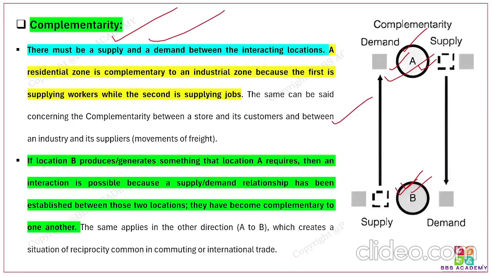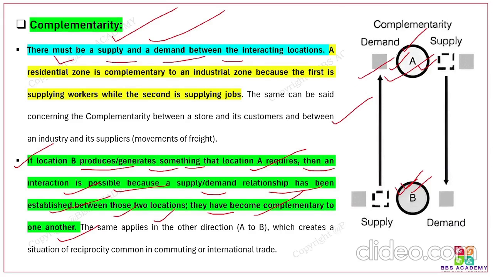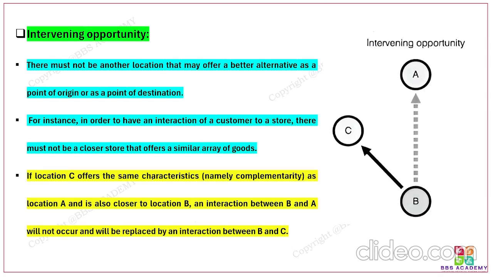Here is the statement: if location B produces or generates something that location A requires, then an interaction is possible because a supply and demand relationship has been established between those two locations. They have become complementary to one another. This is the concept of complementarity, or we can simply say that there must be a supply and demand between the two interacting locations. Here, locations A and B are in a complementarity relationship. The next concept is intervening opportunities.